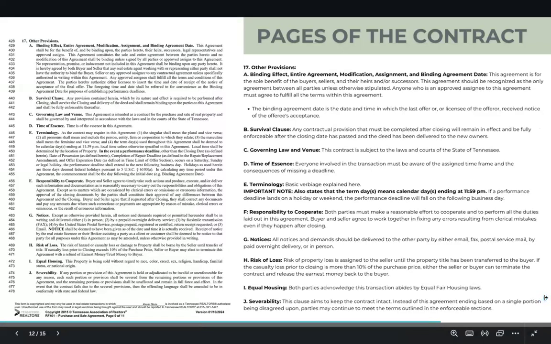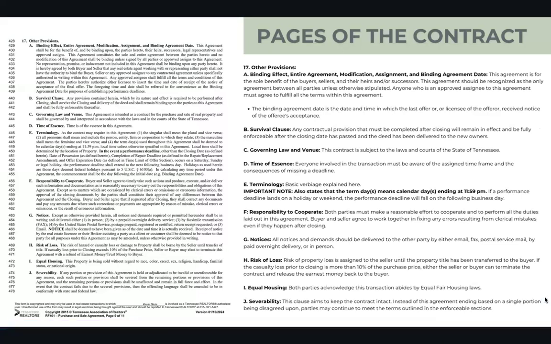Number 17, other provisions. So this agreement is for the sole benefit of the buyers, sellers, their heirs, and successors. This agreement should be recognized as the only one between all parties unless otherwise stipulated. And anyone who is an approved assignee to this agreement must agree to fulfill all the terms. The binding agreement date is the date and time in which the last offeror or the licensee of the offeror received notice of the offeree's acceptance. Tongue twister there.